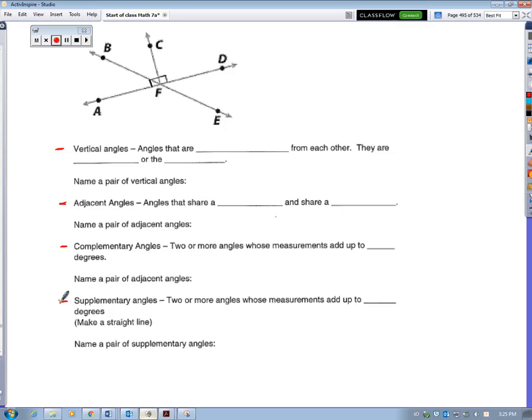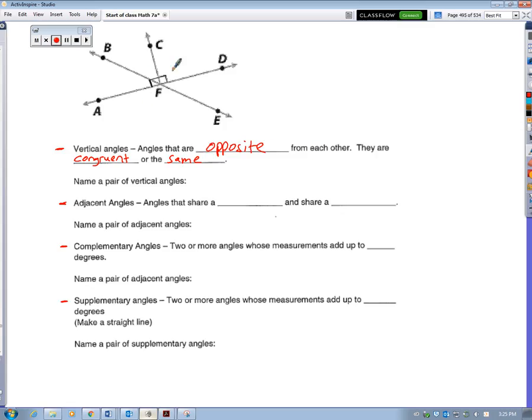When you have a situation like this, any two straight lines that cross, there's some things that happen. First of all, we have vertical angles, and these are angles that are opposite from each other. They are congruent. That's a geometry word for us. Congruent just means that they are the same. So they are angles that are opposite from each other.